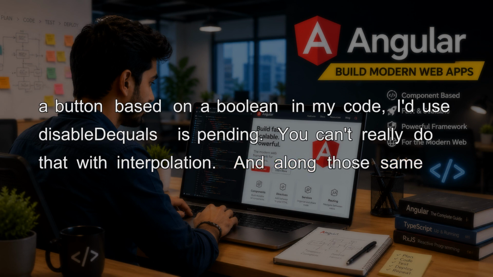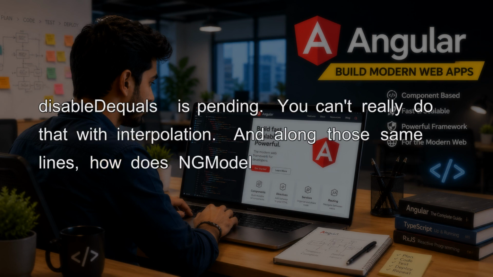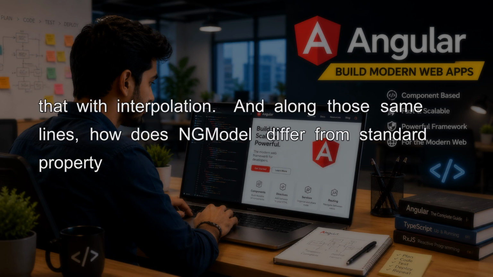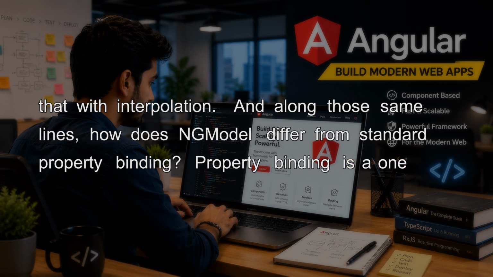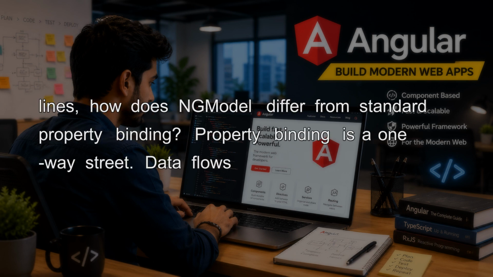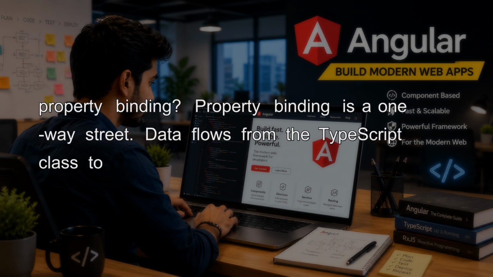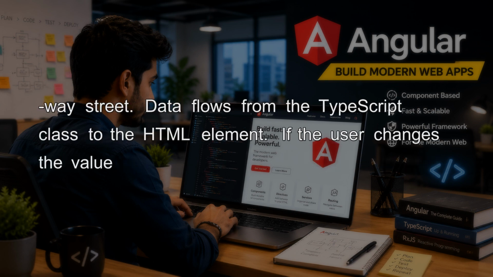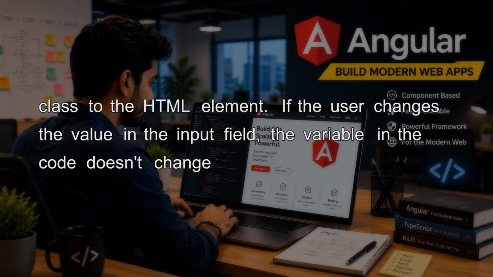And along those same lines, how does ngModel differ from standard property binding? Property binding is a one-way street. Data flows from the TypeScript class to the HTML element. If the user changes the value in the input field, the variable in the code doesn't change automatically.